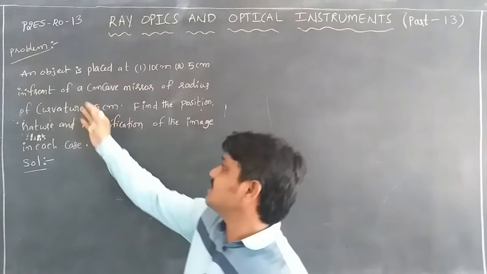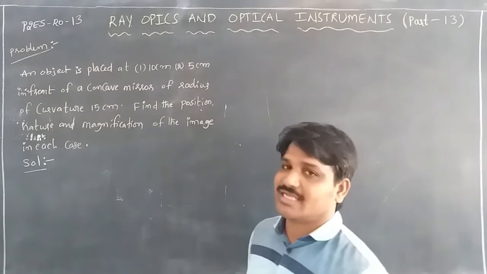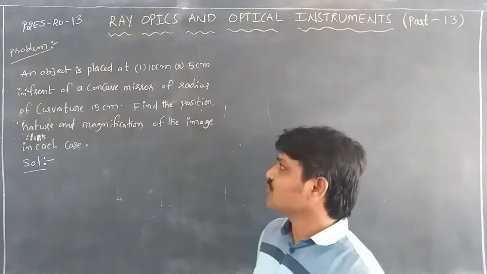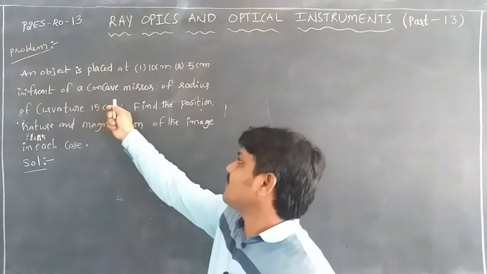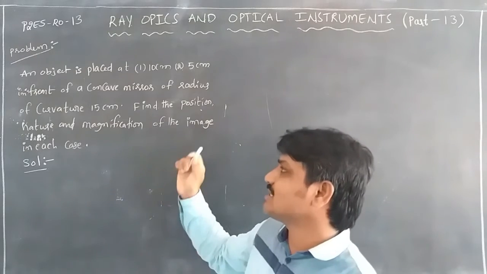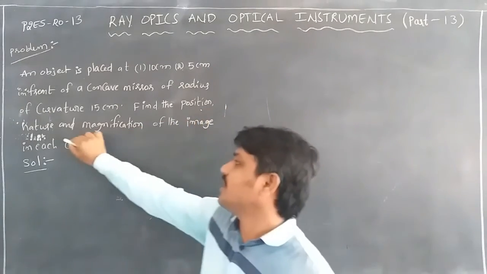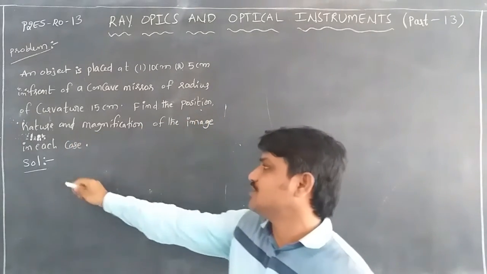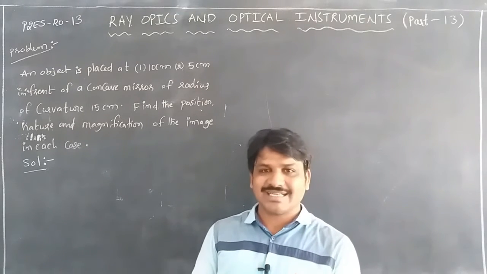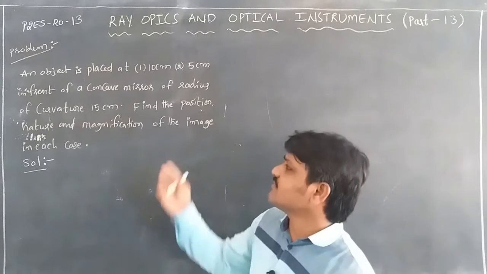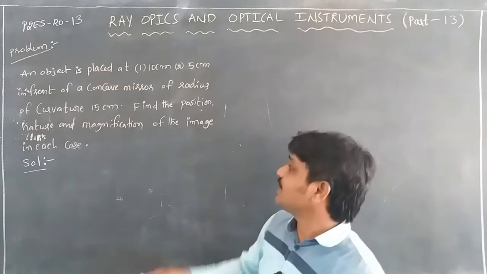Here is the problem: an object is placed at 10 centimeters, and in the second case at 5 centimeters, two distances he has given, in front of a concave mirror of radius of curvature 15 centimeters. Find the position, nature and magnification of the image in each case. He has given the values of the distance of the object and the radius of curvature of the concave mirror.